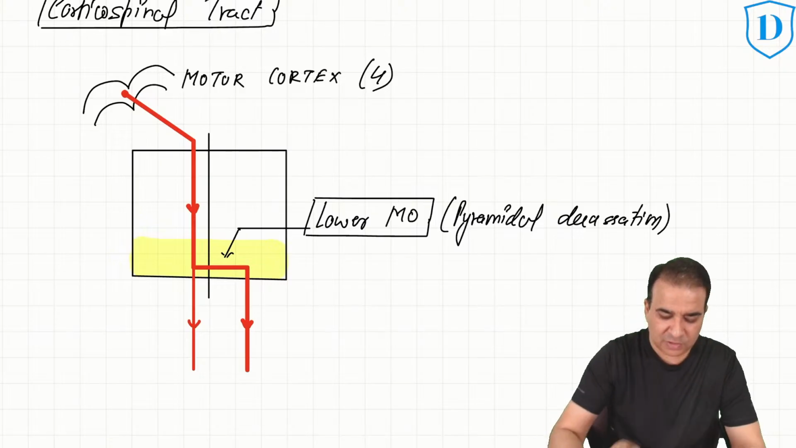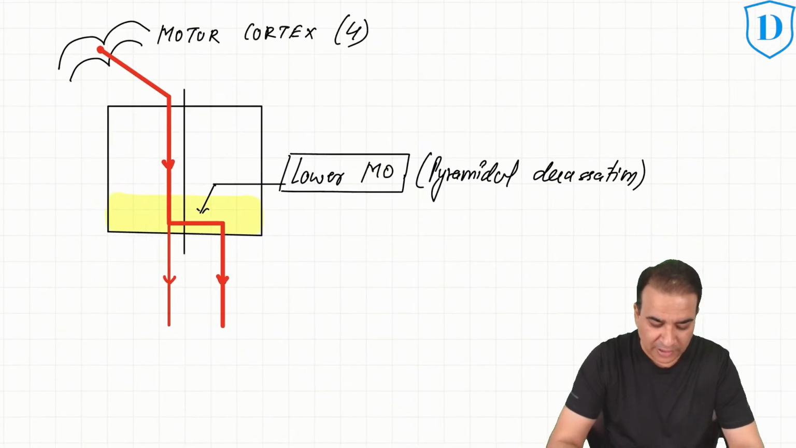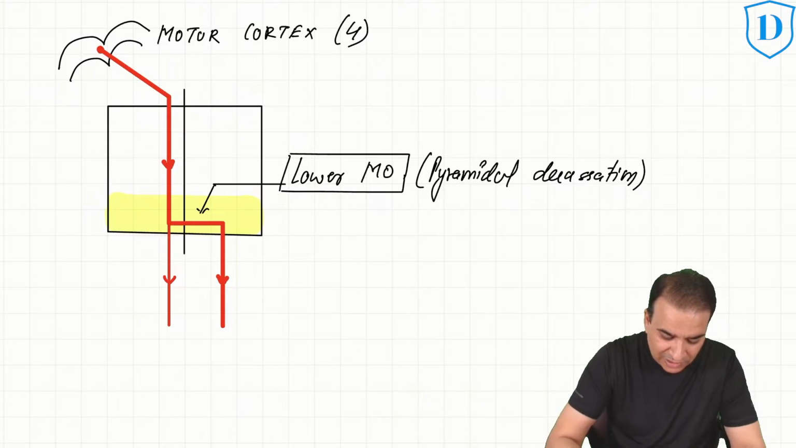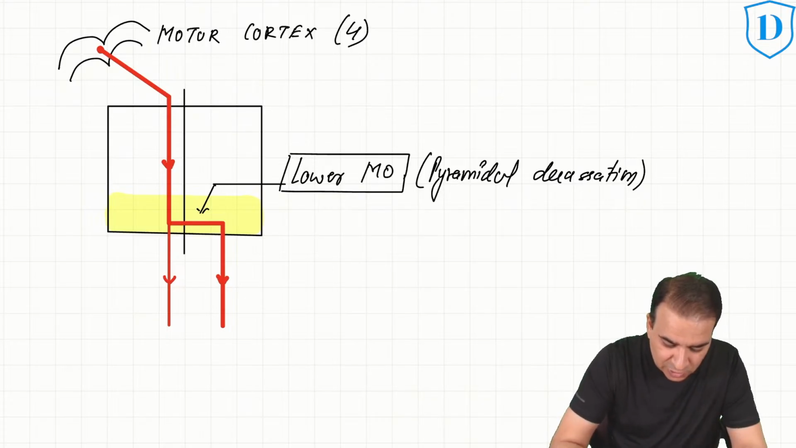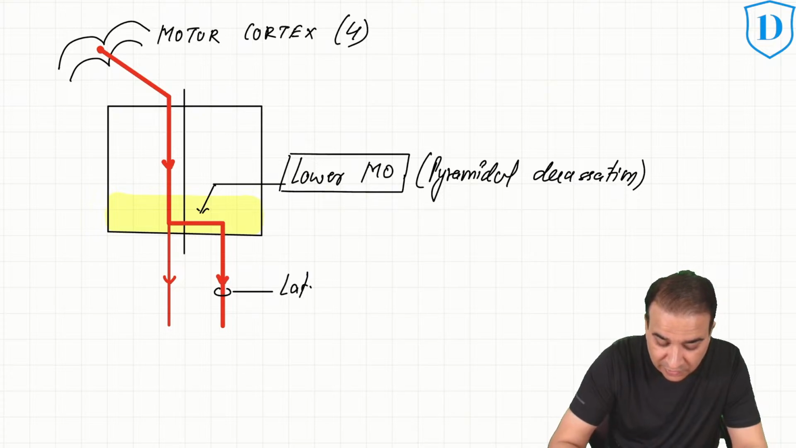Pyramidal or motor decussation takes place in the lower part of the medulla oblongata. As a result, when you look at the spinal cord, this tract is going to reach the lateral aspect of the spinal cord. So this is called the lateral corticospinal tract. I'm writing CST, corticospinal, guys. That is the lateral corticospinal tract.